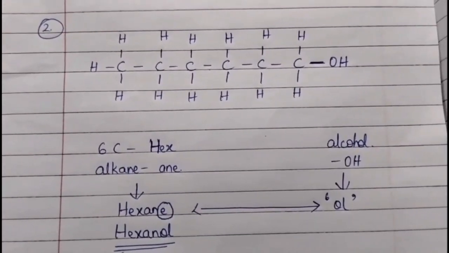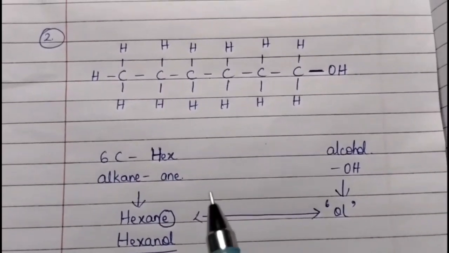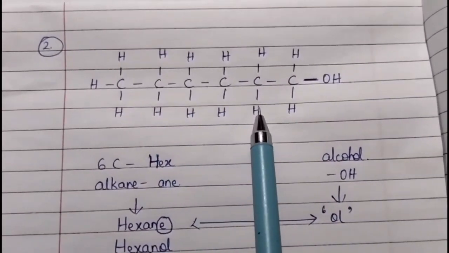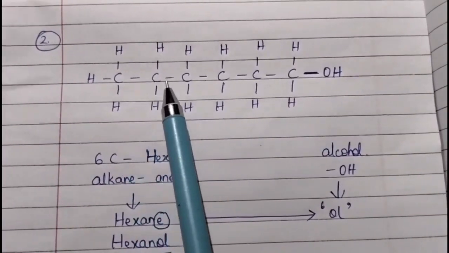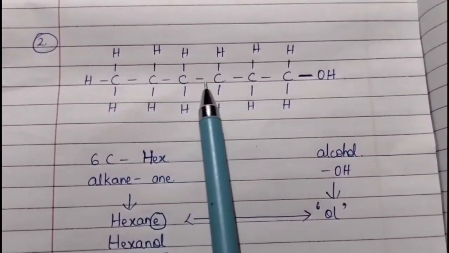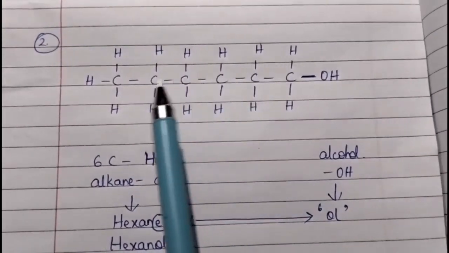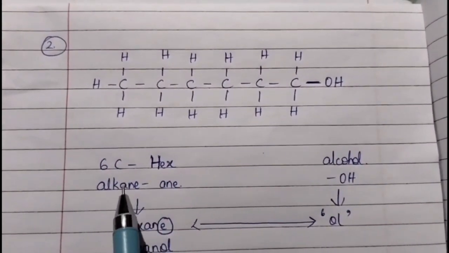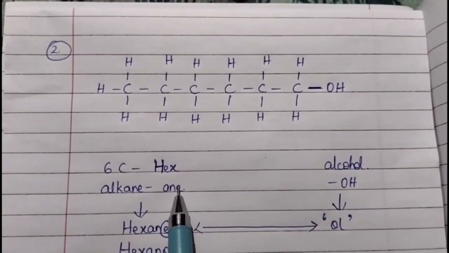So this is the second example question. So here you can see that this is the hydrocarbon chain that is given to us. The first step is to find out if there are any double bonds or triple bonds in the structure. So since there are no double bonds or triple bonds, it clearly indicates that the given compound is an alkane. So the suffix used will be ane.